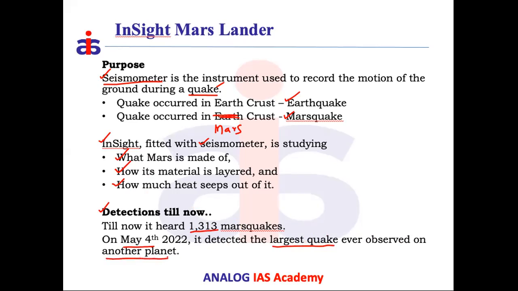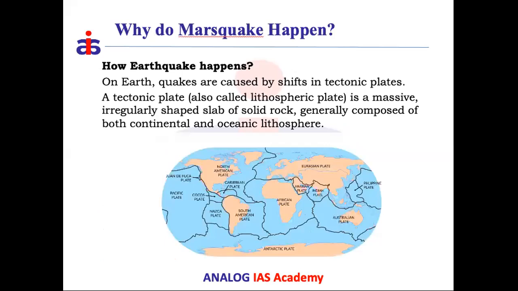There are a lot of planets, and different space agencies are recording whether any quake is happening. But compared to quakes on any other planet, the largest quake, meaning the highest intensity, was detected on Mars by the InSight lander in the beginning of the month of May. Now, why do Marsquakes happen?